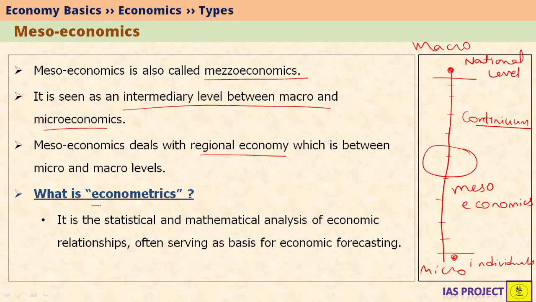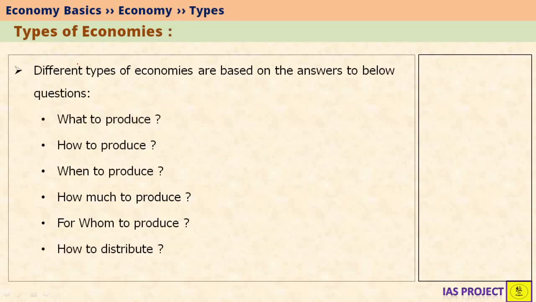Let's look at what econometrics is. Econometrics is nothing but statistical and mathematical analysis of economic relationships. Econometrics helps us in economic forecasting. So we have seen the types of economics. Now let's see the types of economies.